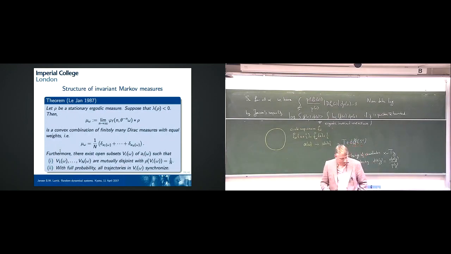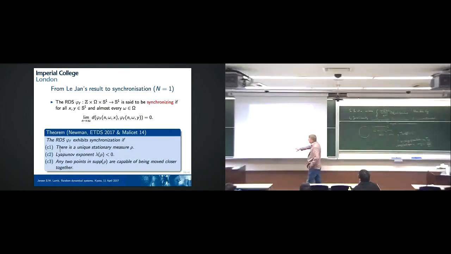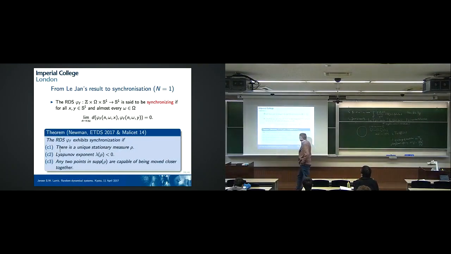But among the people that did something about it was my ex-PhD student Julian Newman, and we found later there was actually also a paper by Malicet, but it was not published. But Julian gives sufficient conditions which are in most cases also necessary in some sense.